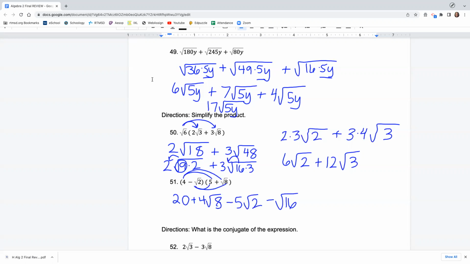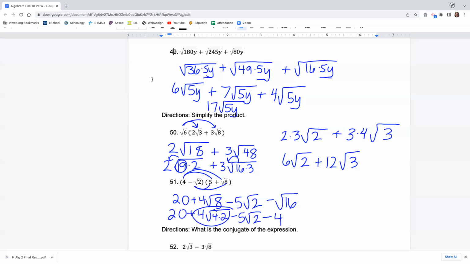So 4 square root of 8, I can simplify the square root of 8 by rewriting it as 4 times 2, square rooting the 4. I'll rewrite the rest of the problem and do it over here. And then minus the square root of 16, which is just 4. So combining like terms and simplifying. Let's simplify this first and combine last.